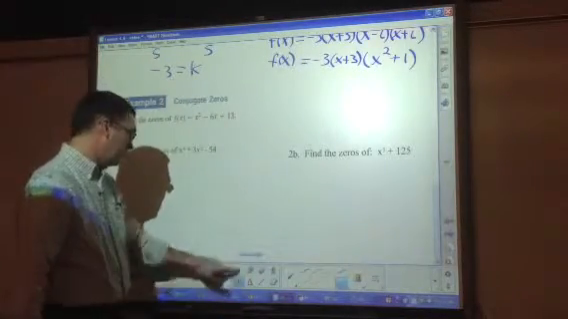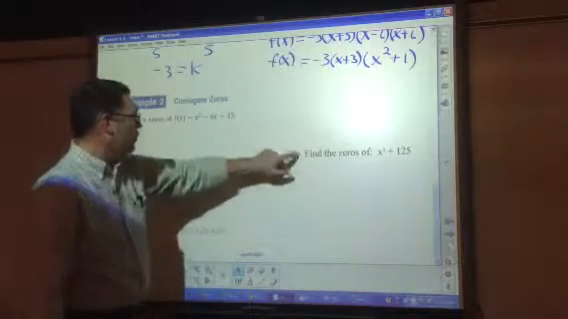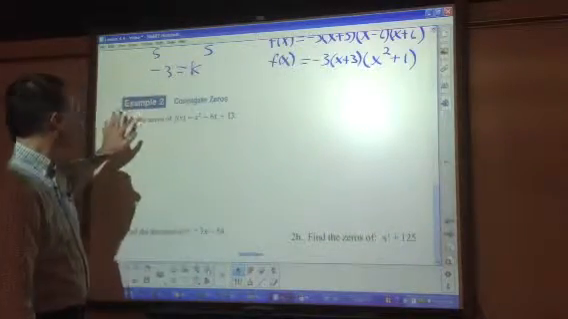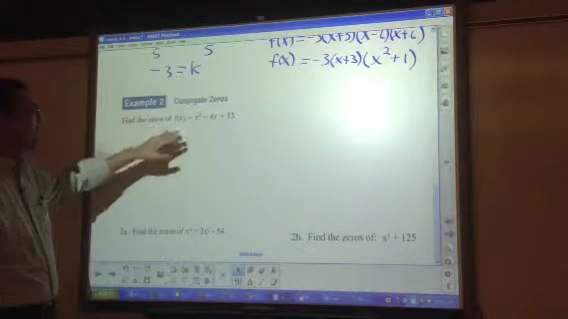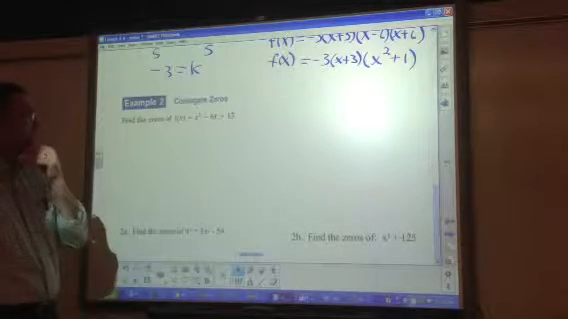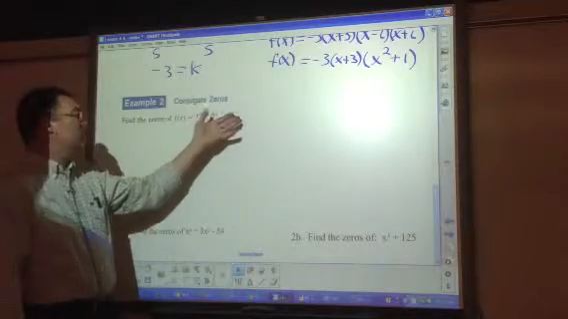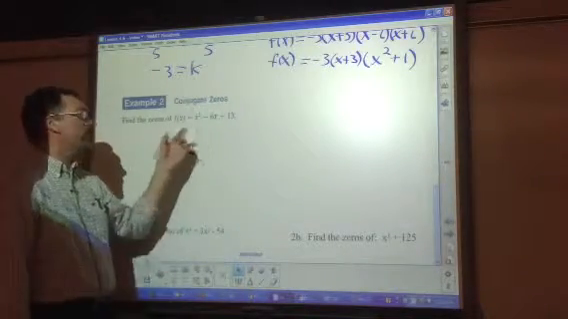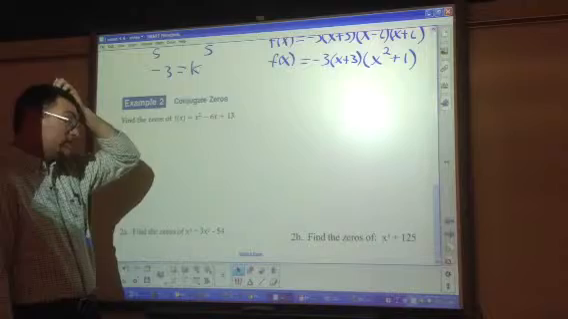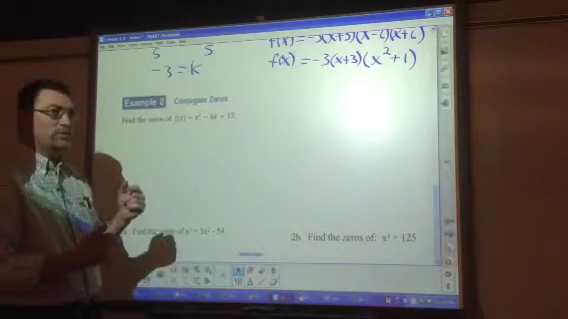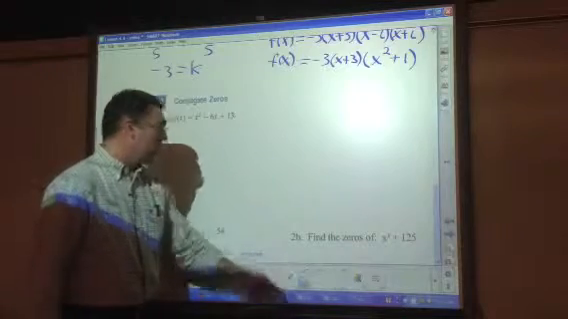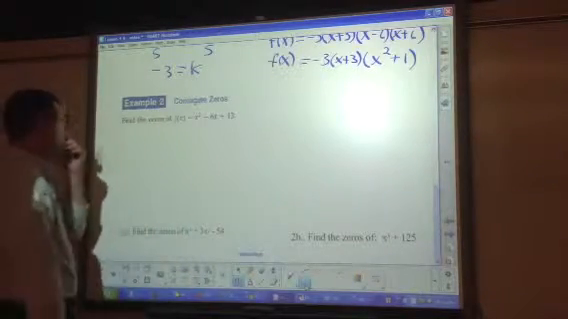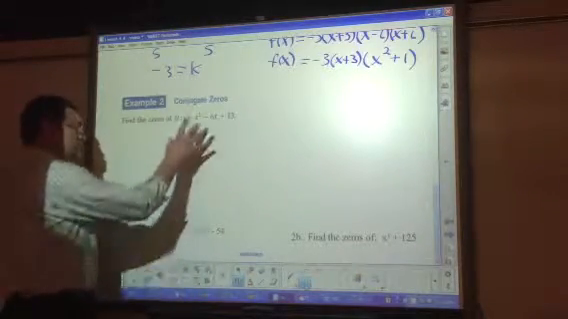So first of all, we'll go ahead and do letter A here, this first one I've got. From example 2, x squared minus 6x plus 13. Now, since this is not factorable, there are no factors of 13 that add up to 6, then I'm going to have to either use completing the square or the quadratic formula. So I'm going to go ahead and use the quadratic formula here to find the zeros.